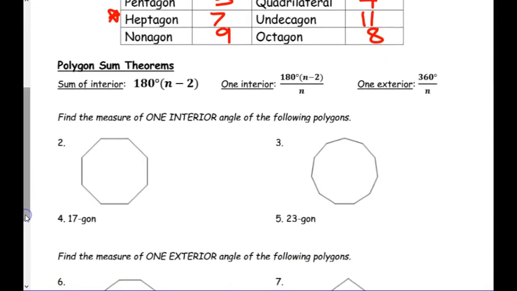Alright, so we got our formulas. We got sum of interior, one interior, or each interior, and then one exterior, or each exterior. Those are your formulas, so find the measure of one interior. Alright, so I'm going to use 180 times n minus 2 divided by n.